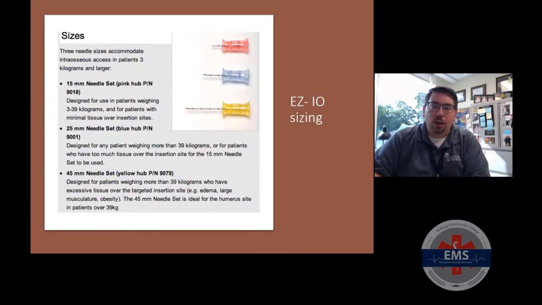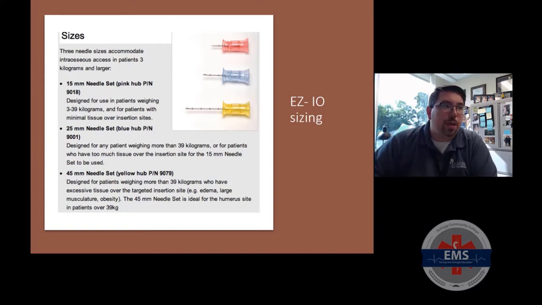When we think about Easy IO, since it's the most common, we have to talk about sizing. Again, remember that saying, the right tool for the right job the first time. There are 3 sizes to accommodate interosseous access in patients 3 kilograms and larger. So we know that we can get from really teeny tiny all the way up to much larger as we go. The 15 millimeter needle set, which is the one that's denoted here at the top of the image, which is the pink one, it's designed for use in pediatric patients that are weighing anywhere between 3 to 39 kilograms and for the patient with minimal tissue over the insertion site.